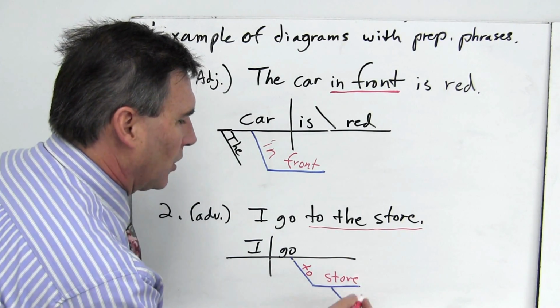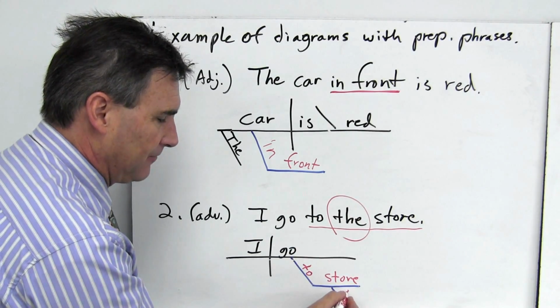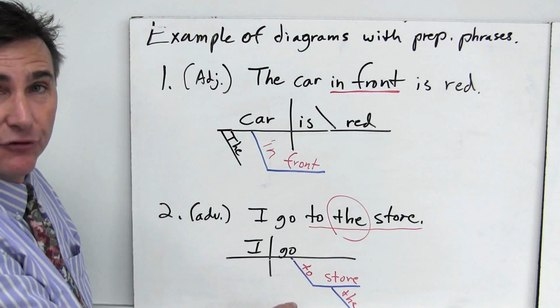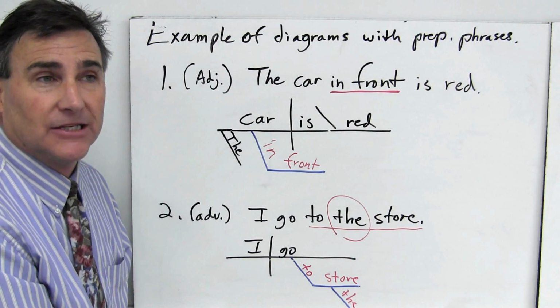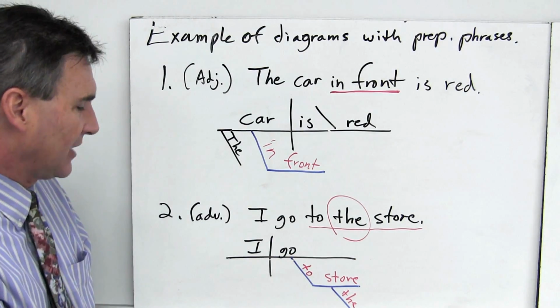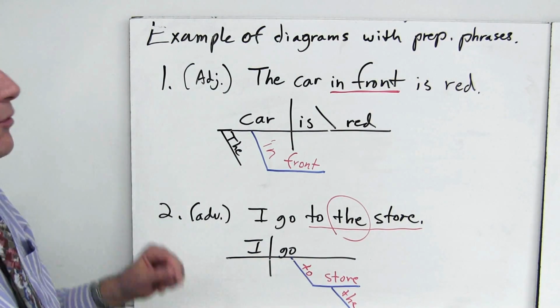And not just any store. We've specified the store. So again, a determiner adjective. The. So that's our entire adverb prep phrase, modifying the direction in which we go. Remember, where is a typical function of prepositions, and this is telling us where we go, the direction of the going. I go to the store. Those are some simple ones.